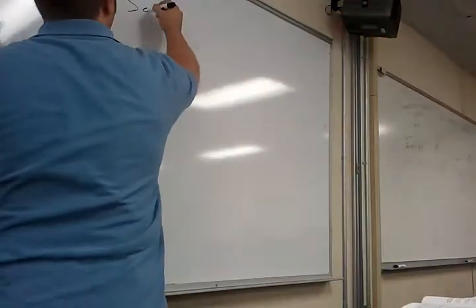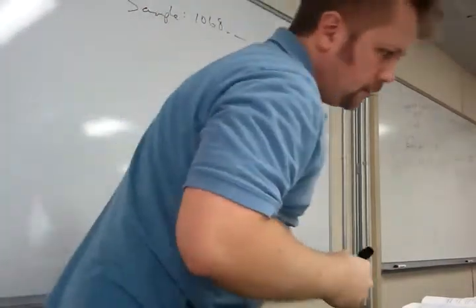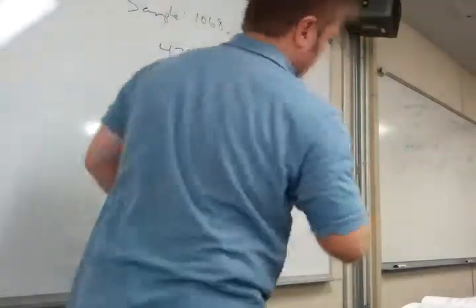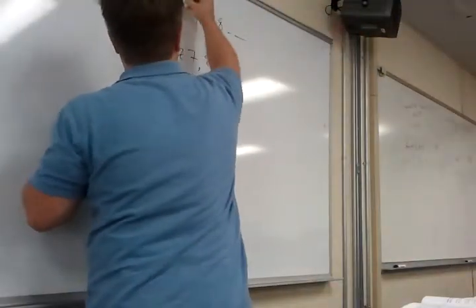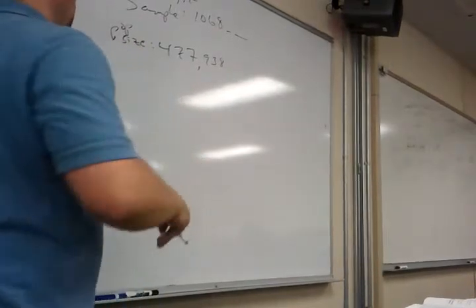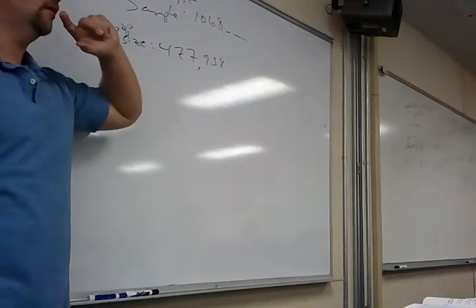So what percentage of the population was the sample? The sample's 1,068, and the population is 477,938. Those are the sizes of the sample and the population. What percentage of the population was my sample then? How do you calculate that?